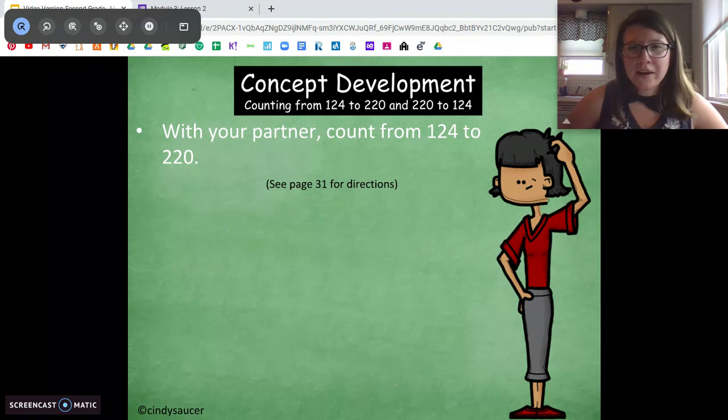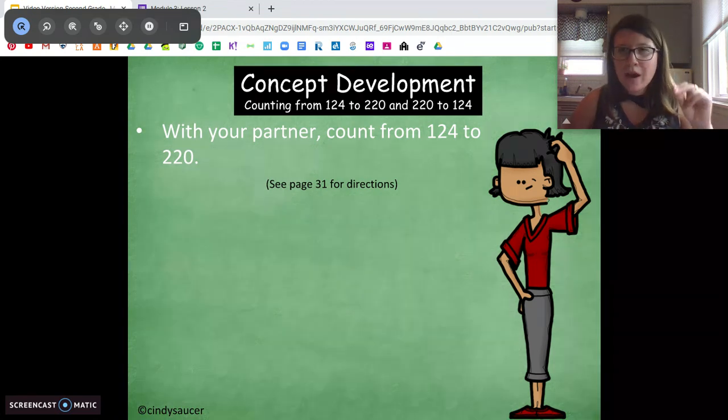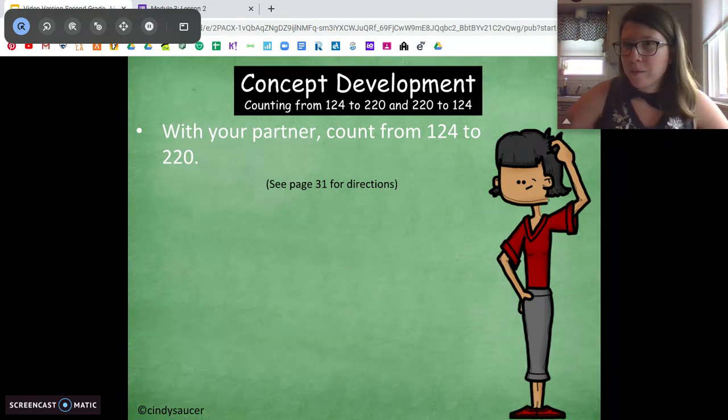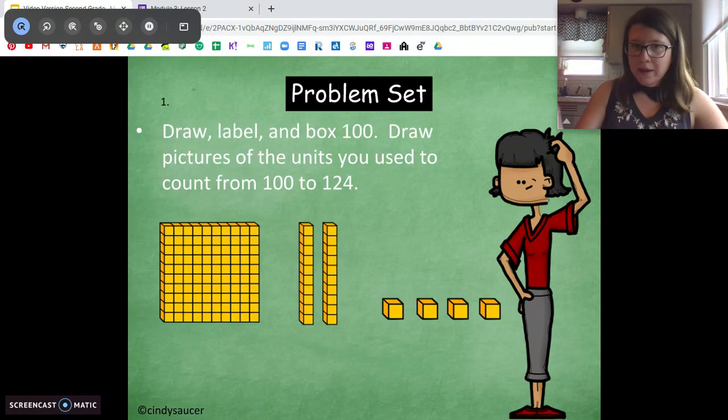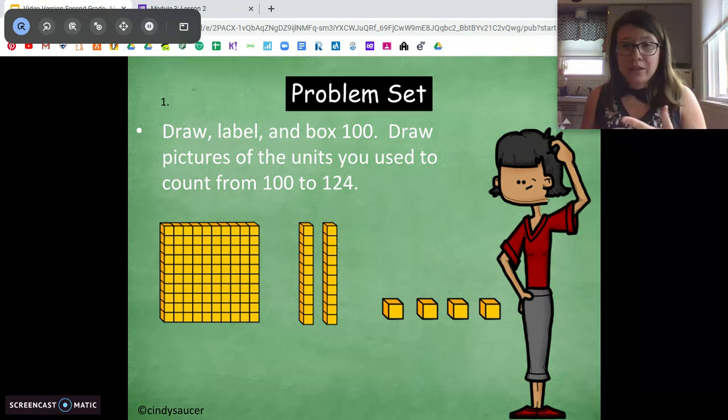I don't think we can count by hundreds. If we counted by hundreds, we'd go 124 to 224. That would be too high. But that's also an option if our numbers are high. So today we are going to, with your paper and your pencil, practice drawing the units to count from 100 to 124.